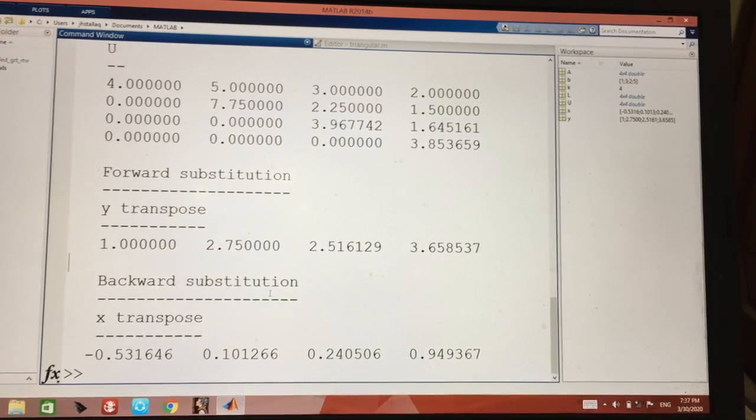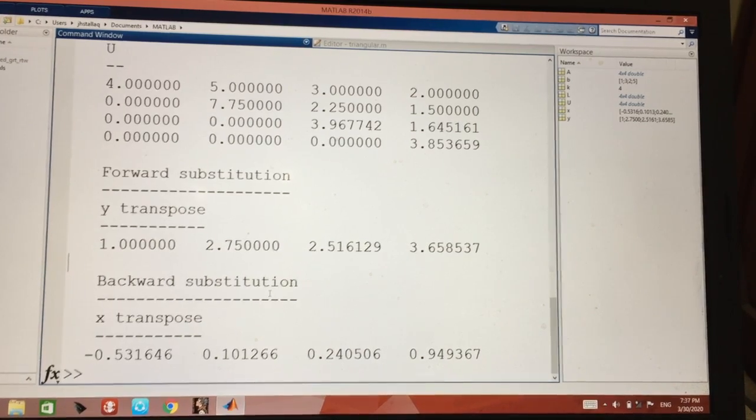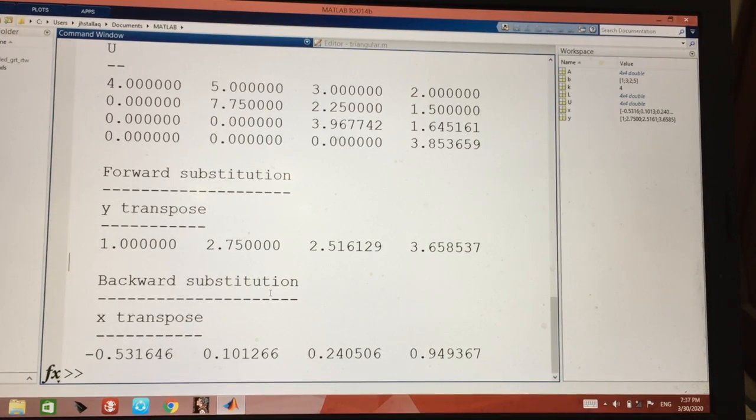How to do that is very easy. Since in the forward substitution the diagonal elements are 1, we do not need to divide by anything, because we are dividing by 1. In here, x4 is equal to 1 over u44, that's the one here, times y4.